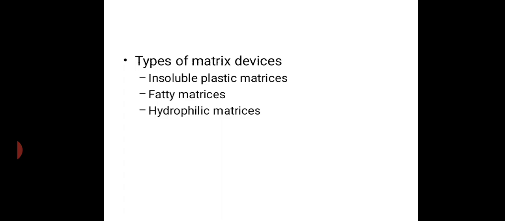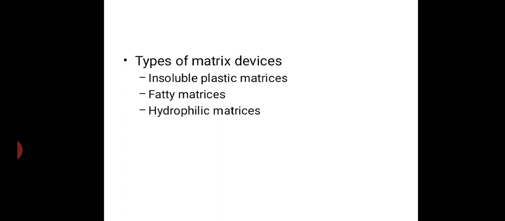Now, the second is the fatty matrices. This consists of wax material, and these mixtures can be congealed, granulated, or compressed into a core. This core may be further coated with any of the polymers also. So these fatty matrices are utilized for easily soluble drug molecules, and they may reduce the permeation of the water moieties.